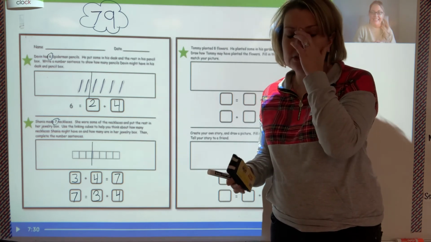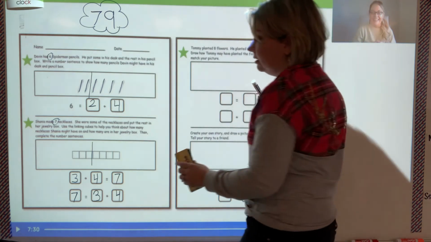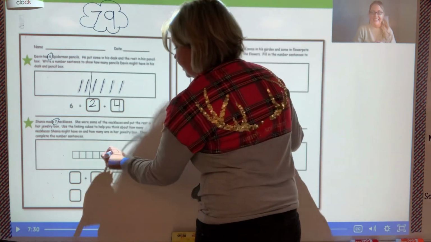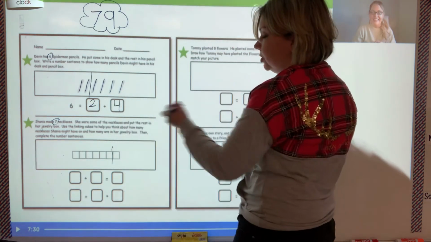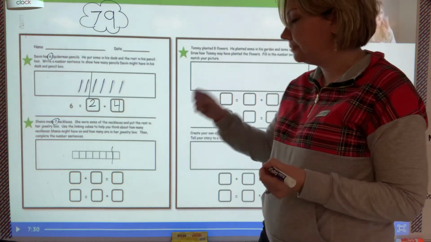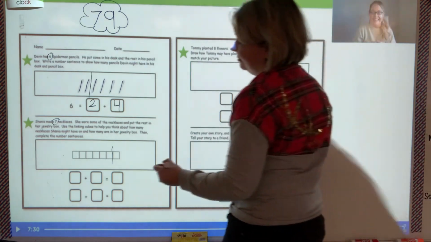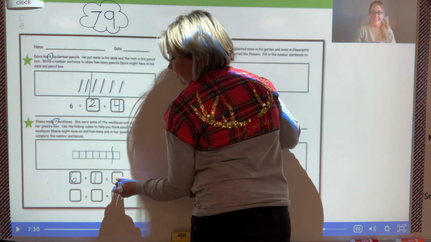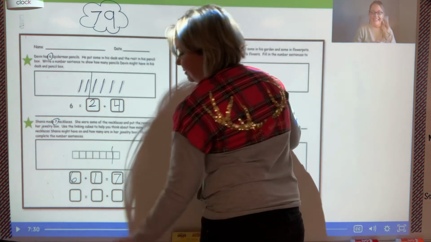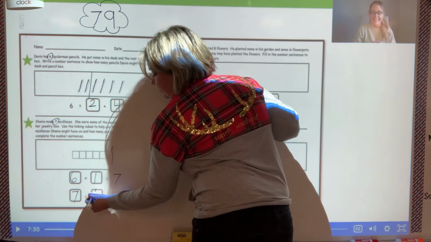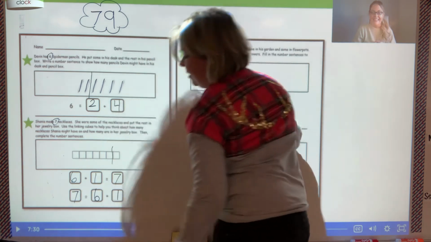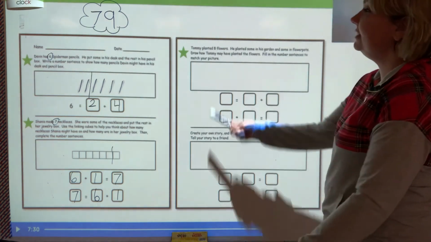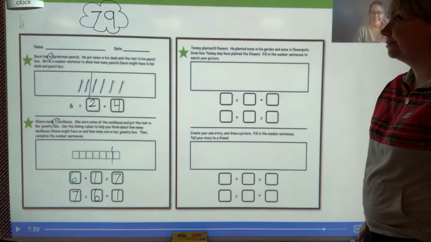Jonyan, share out how you split yours. I did 6 and 1. Awesome. So, read your number sentence to me for the top. 6 plus 1 equals 7. Excellent. 7 equals 6 plus 1. Fantastic, Jonyan. Now let's take a look over here.